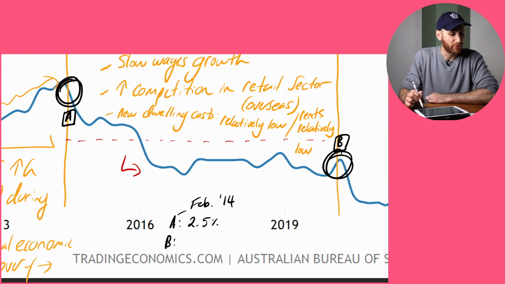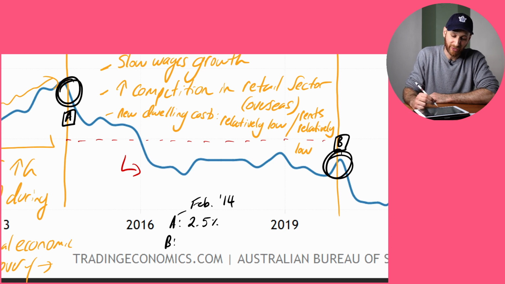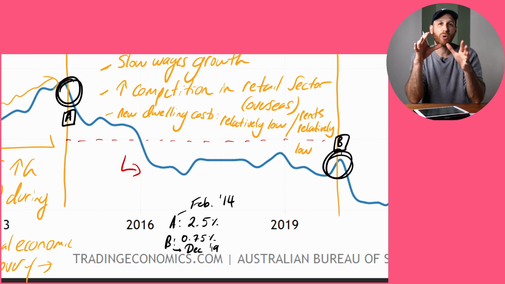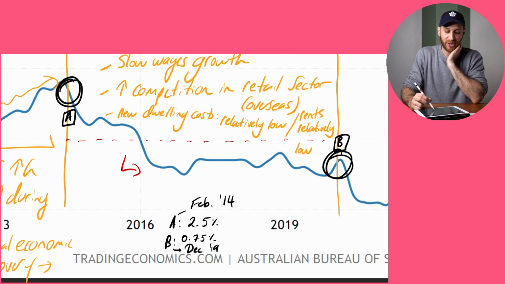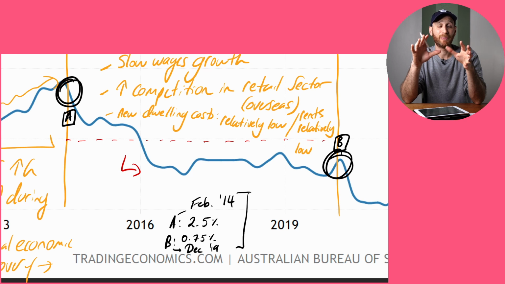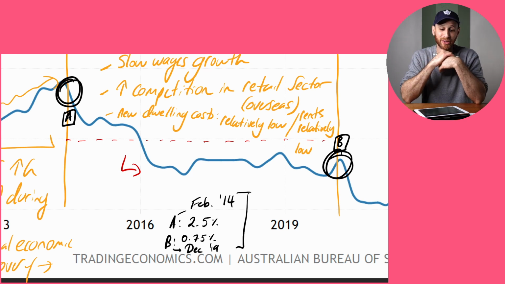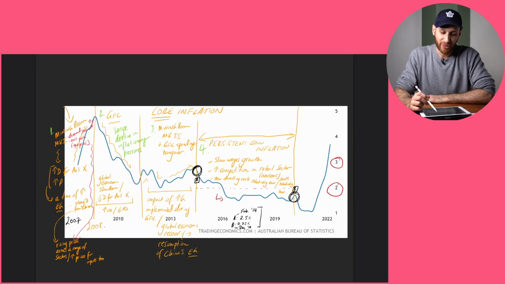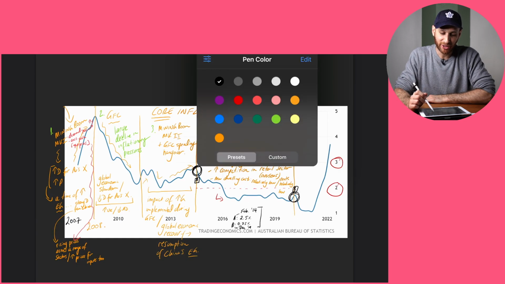If we fast forward to point B, which was December 2019, the cash rate here was 0.75%. So what we can say is that actually the RBA was responding to these low inflationary pressures by reducing the cash rate and trying to speed things up to get the economy going. So let's wrap up this video and look at the last section here.